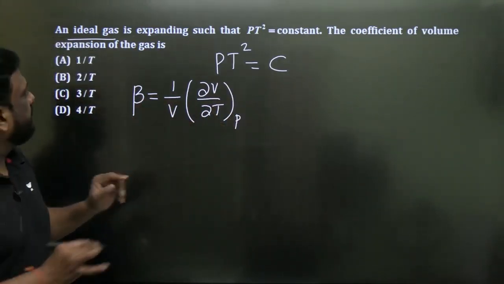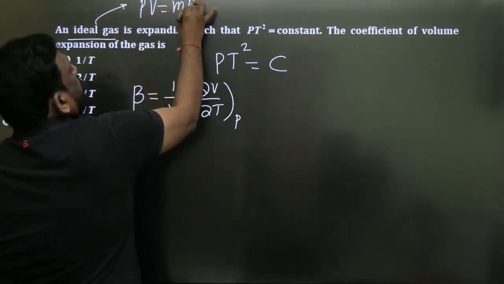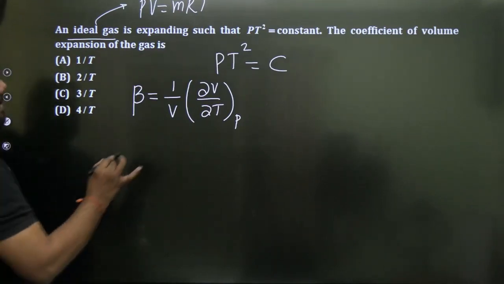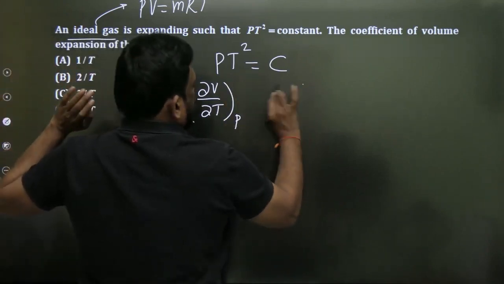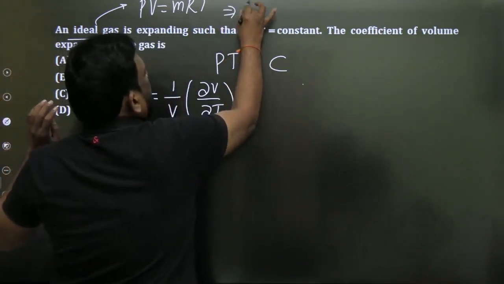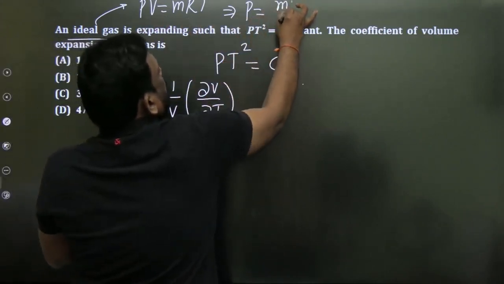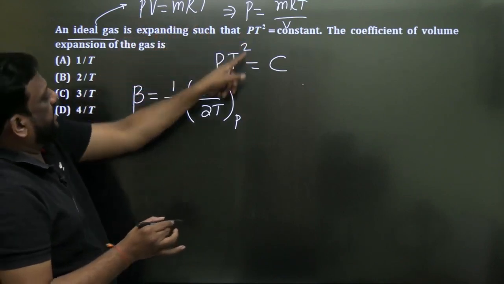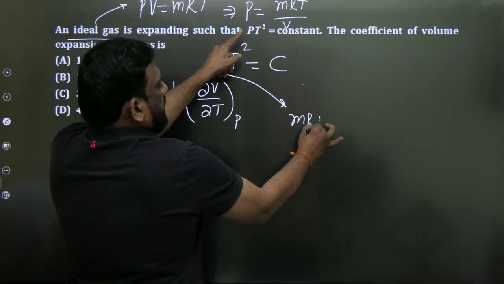He is asking, then, it is an ideal gas. If it is an ideal gas, we have PV is equal to MRT. No problem at all. Look, PT square is constant. So what is the value of P here? Can we write P as MRT by V? Yes. So let me substitute here. P is MRT by V.